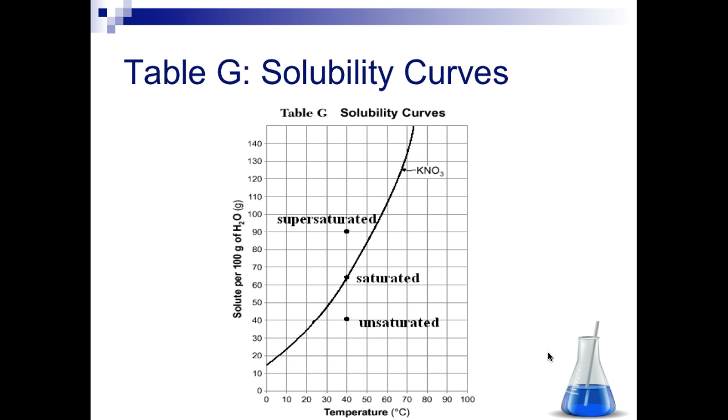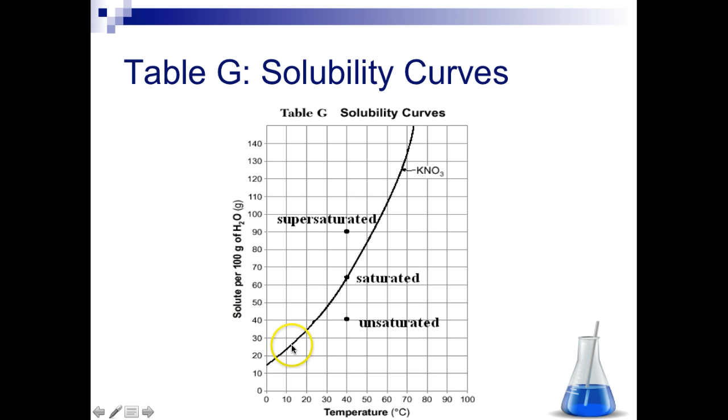So, how can we use solubility curves to determine whether a solution is saturated, unsaturated, or supersaturated? Here is the solubility curve of KNO3. On the y-axis, we're looking at the amount of solid KNO3 that will dissolve per 100 grams of water at various temperatures in degrees Celsius.